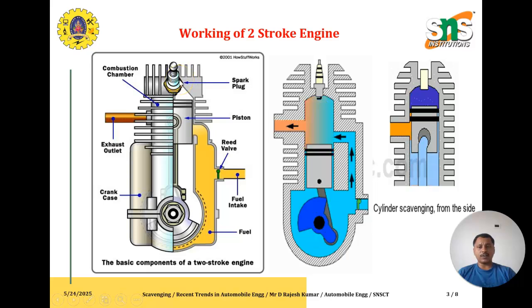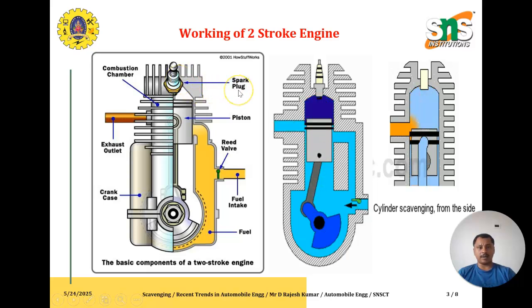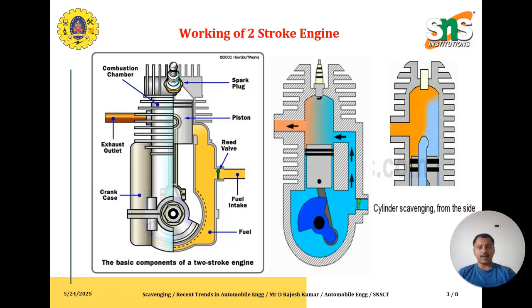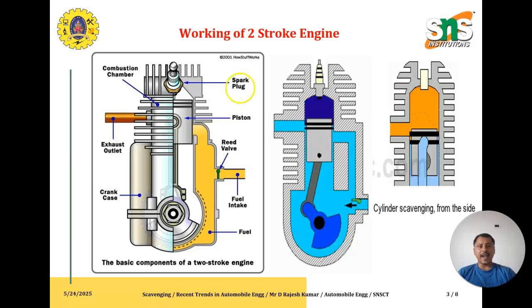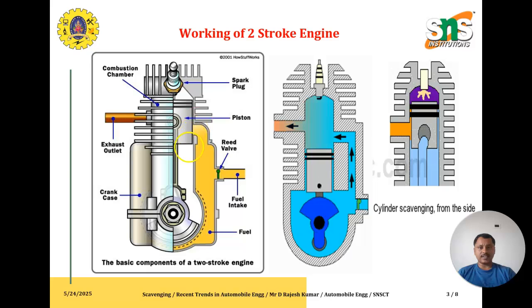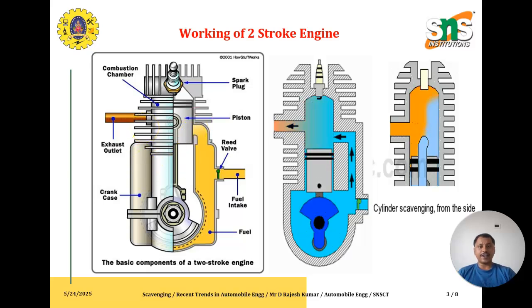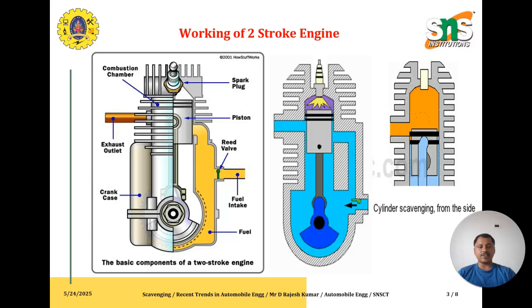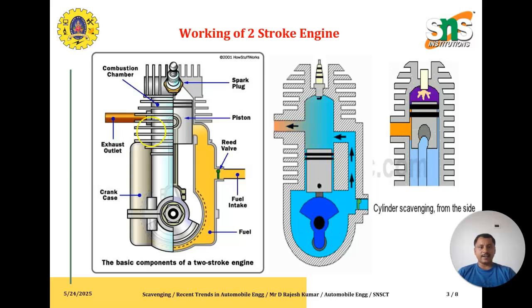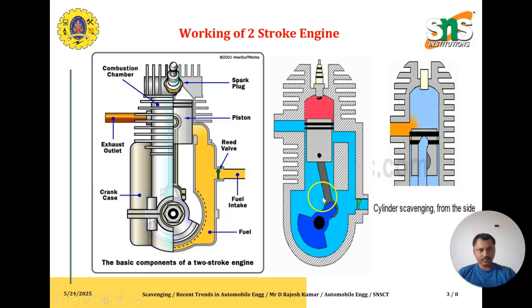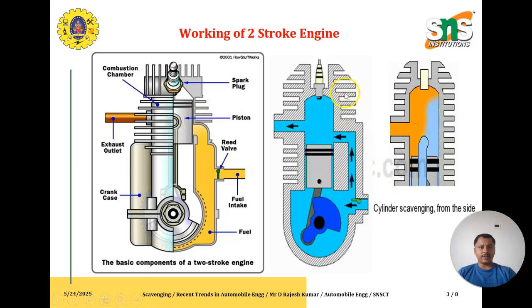The main component of a two-stroke engine here is the spark plug. This spark plug is used to ignite the air-fuel mixture. The second component is the piston. The piston is a reciprocating component, where you can see in the animations next to the indication. You can see here.